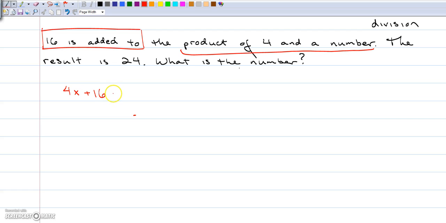Finally, it says the result is 24. This represents your equal sign. Easy enough to set up, even easier to solve. X is going to be 2.